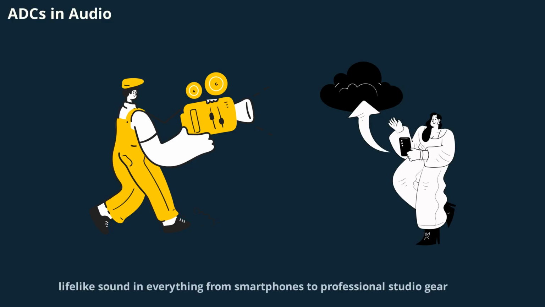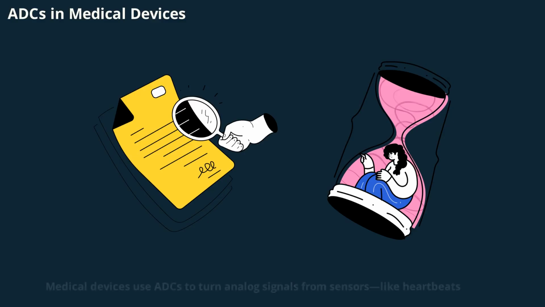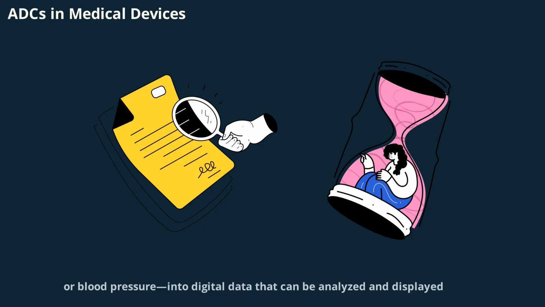to professional studio gear. Medical devices use ADCs to turn analog signals from sensors like heartbeats or blood pressure into digital data that can be analyzed and displayed. This enables accurate monitoring and diagnosis, improving patient care and safety in hospitals and clinics worldwide.